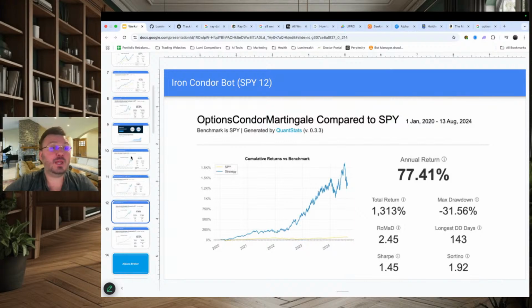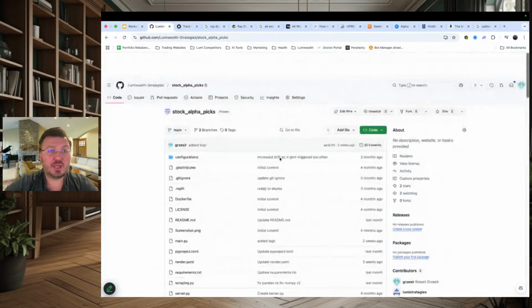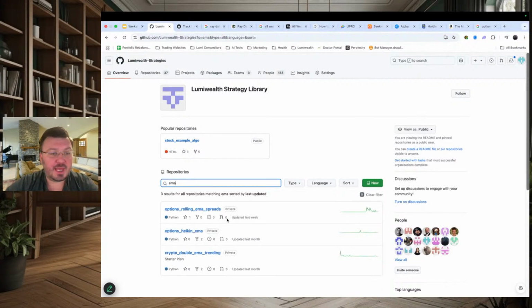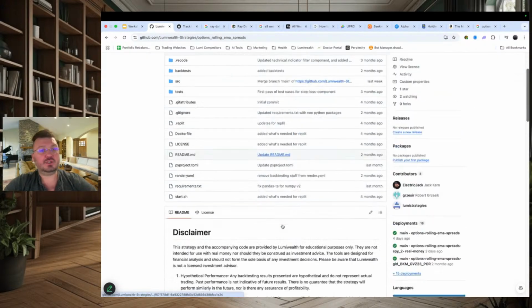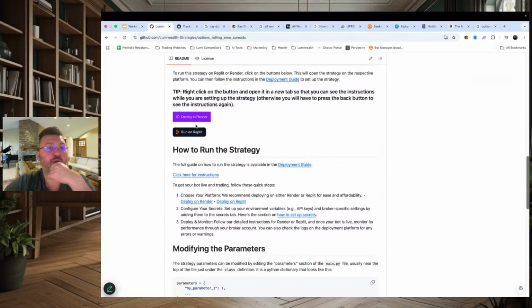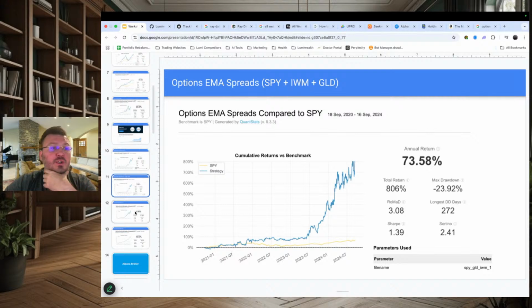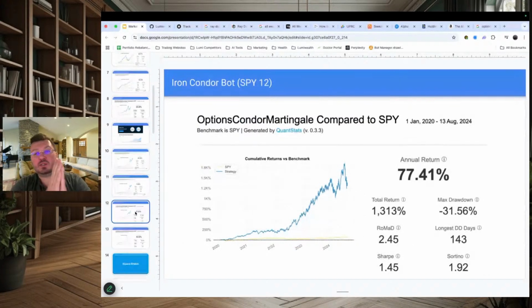Oh, and by the way, if you want to run the EMA spreads bot, go to the strategy library that I shared with you. Search for EMA. It's called Options Rolling EMA Spreads. You need to click on that, right? And then search for the button, deploy to render, and that's how you'll be able to run this thing. Okay, cool. Let me show you one more bot, and then we'll move on to show you exactly how to run these things.